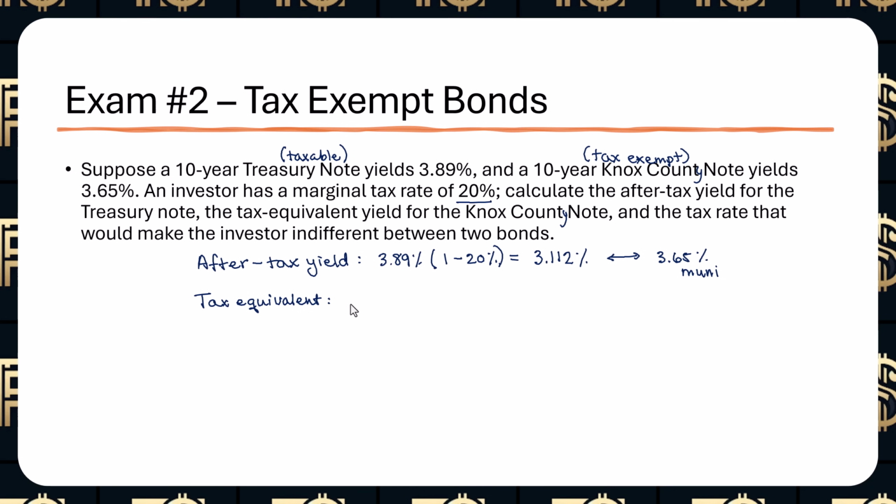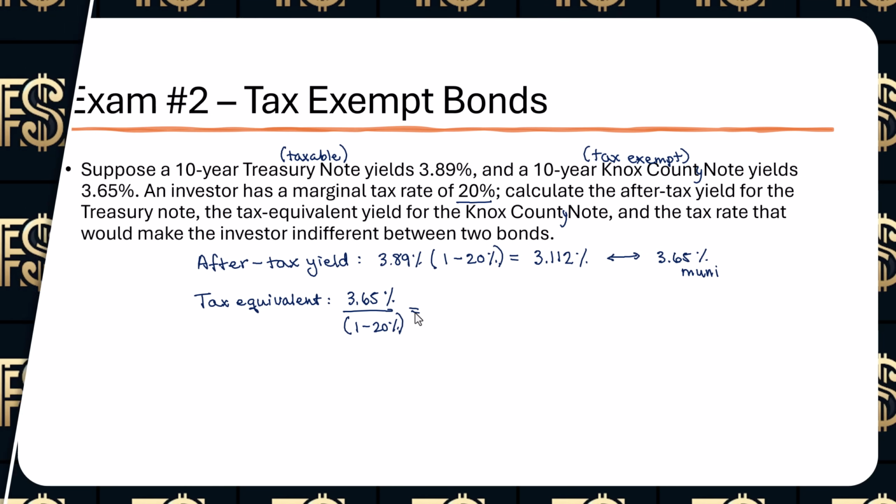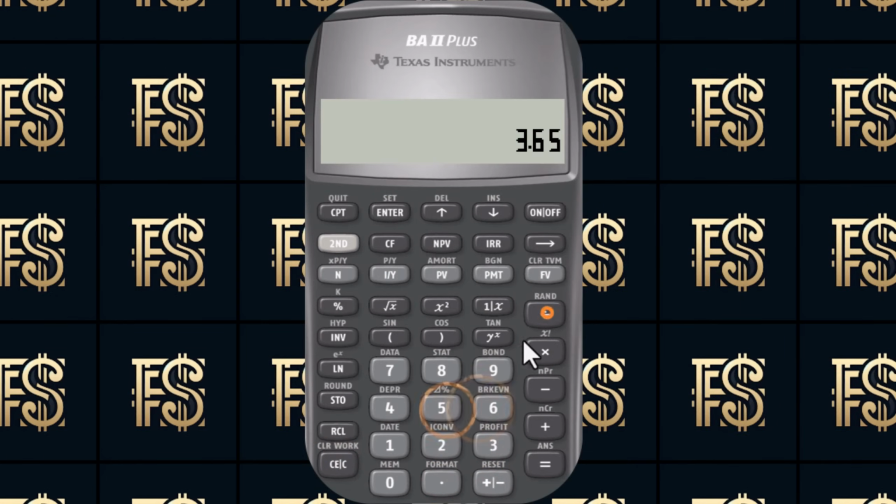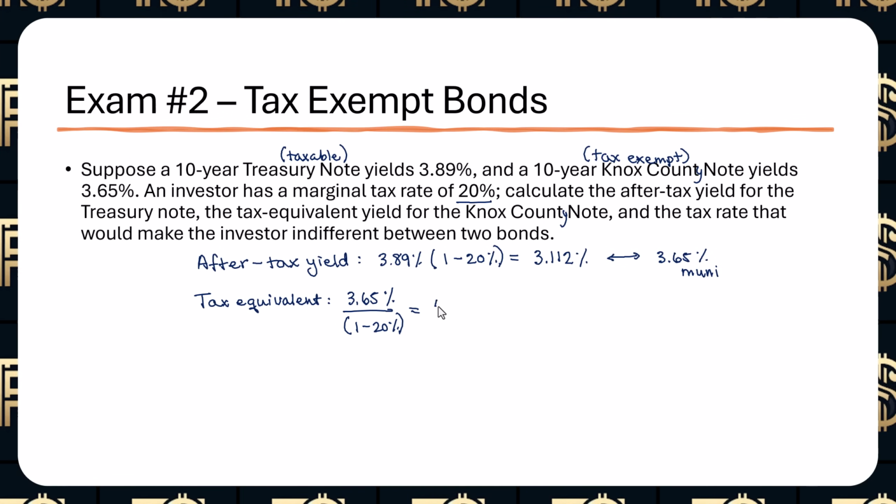What this does is it converts the Knox County yield of 3.65% by dividing it by 1 minus the marginal tax rate. This says, okay, what would a taxable bond need to yield to make me indifferent between the Knox County note and a taxable bond? We take this 3.65 and divide it by 0.8. That's 1 minus the 0.2 marginal tax rate, or the 20% marginal tax rate. And taxable bonds would need to be yielding about 4.56% in order for us to be indifferent between this Knox County bond and a taxable bond.